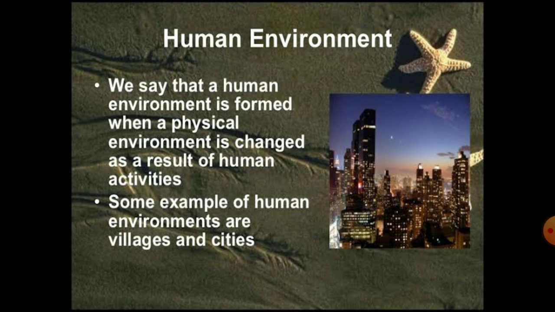Now, the human environment. What is the human environment? Human beings interact with the environment and modify it according to their needs. Early humans adapted themselves to the natural surroundings. Then they led a very simple life and fulfilled their requirements from the nature around them.